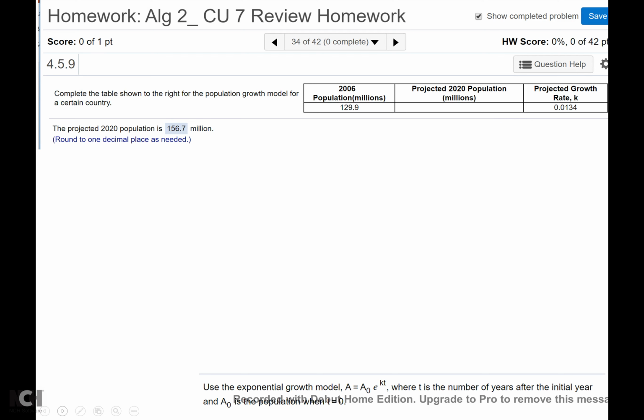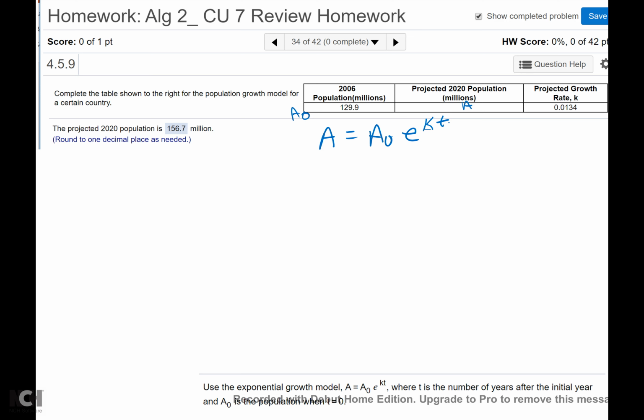Alright, complete the table shown at the right for the population growth model of a certain country. The projected 2020 population is blank millions. Alright, well, we are going to use the final population is the initial population times e to the growth rate times time. So it gives me the population now. This would be my A sub naught. My A is what they're looking for, and there's my k, right?